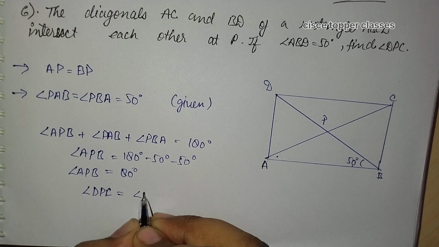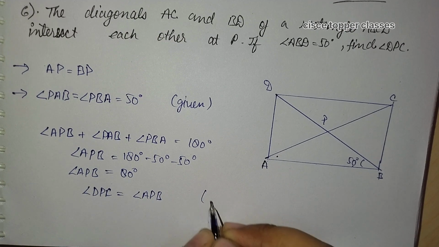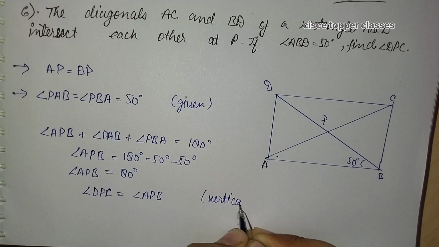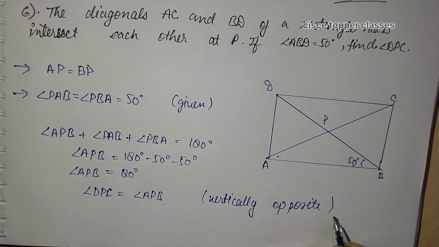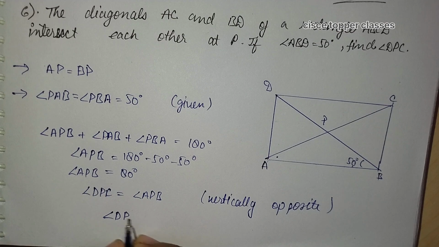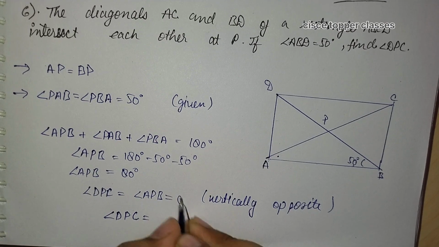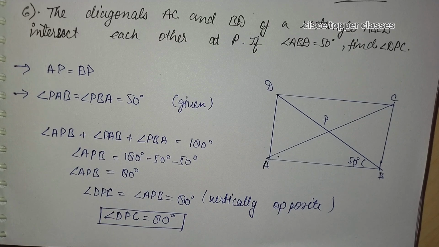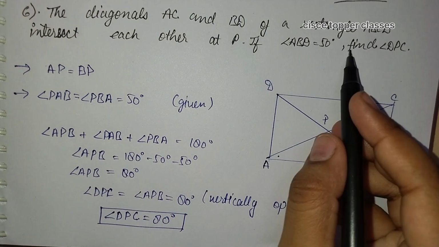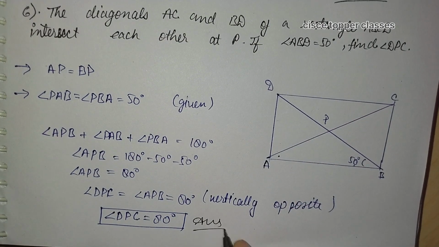And angle DPC is equal to angle APB here, because these are vertically opposite angles, and vertically opposite angles are equal. So we can write this, and hence DPC is equal to 80 degrees. So this is the final answer in this question, because we are only asked to find DPC. This is the answer here.